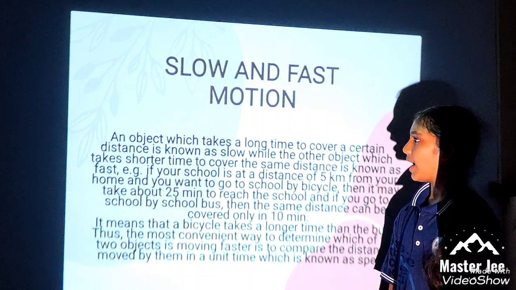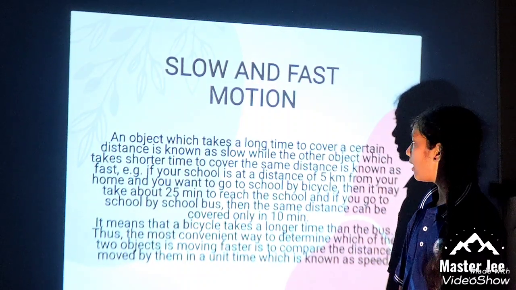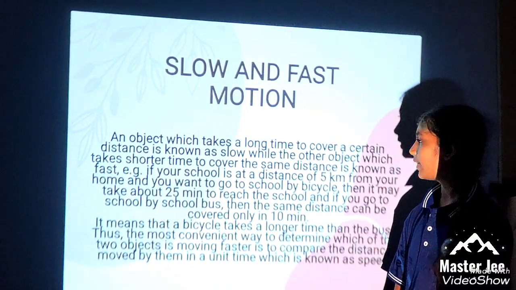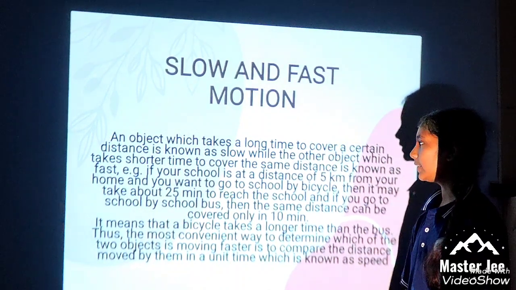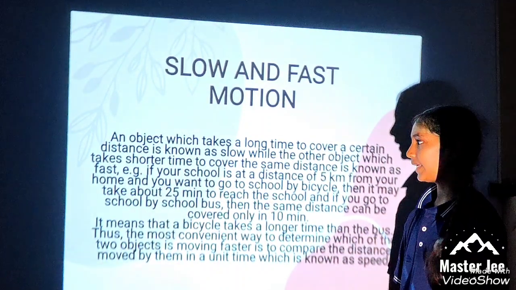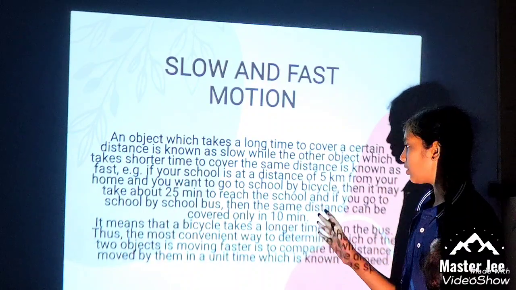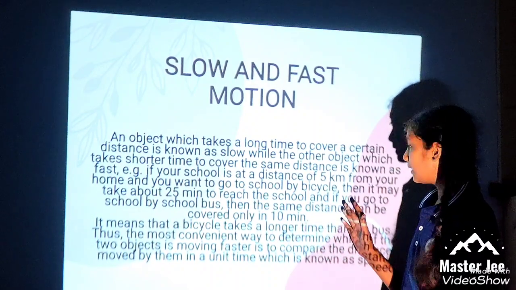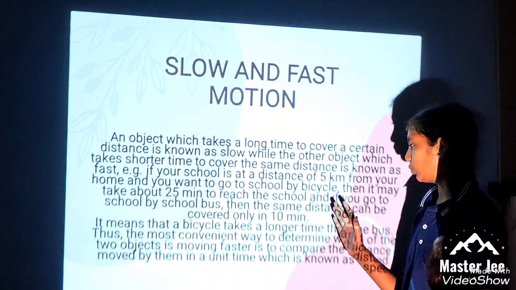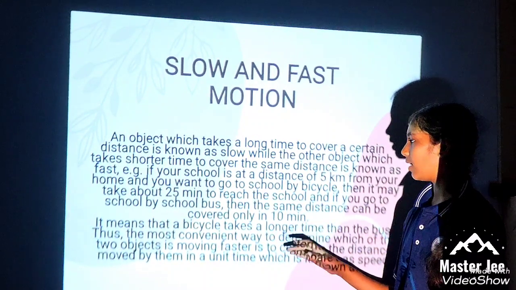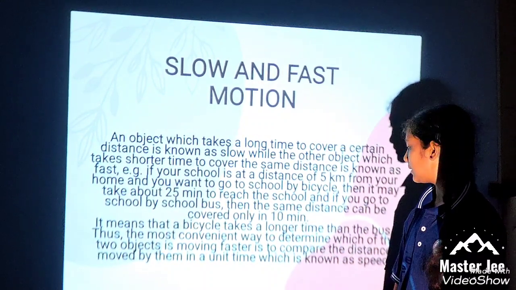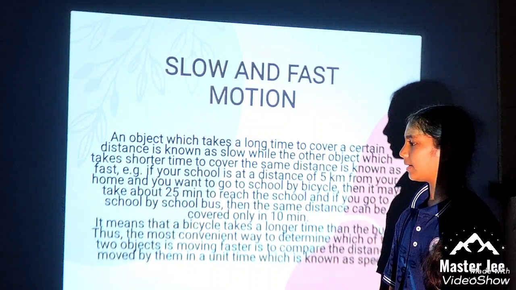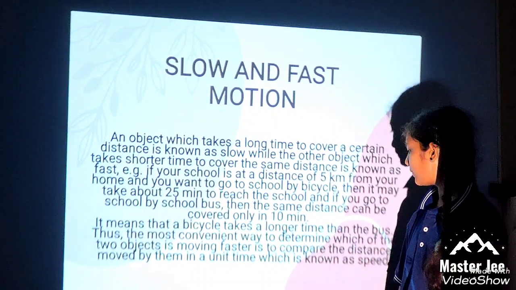Slow and fast motion. An object which takes a long time to cover a certain distance is known as slow, while the other object which takes a shorter time to cover the same distance is known as fast. Example, if your school is at a distance of 5 km from your home and you go to school by bicycle, then it may take about 25 minutes to reach the school. And if you go by bus, then the same distance is covered in only 10 minutes. It means that the bicycle takes a longer time than the bus.